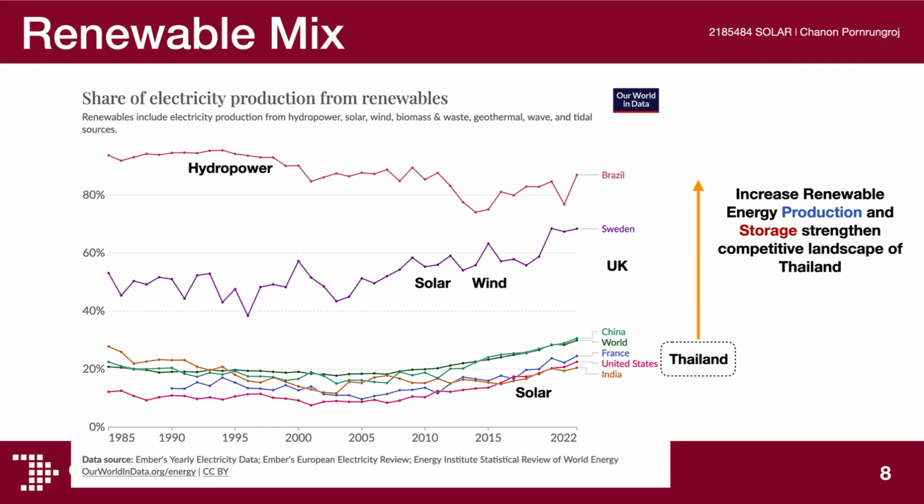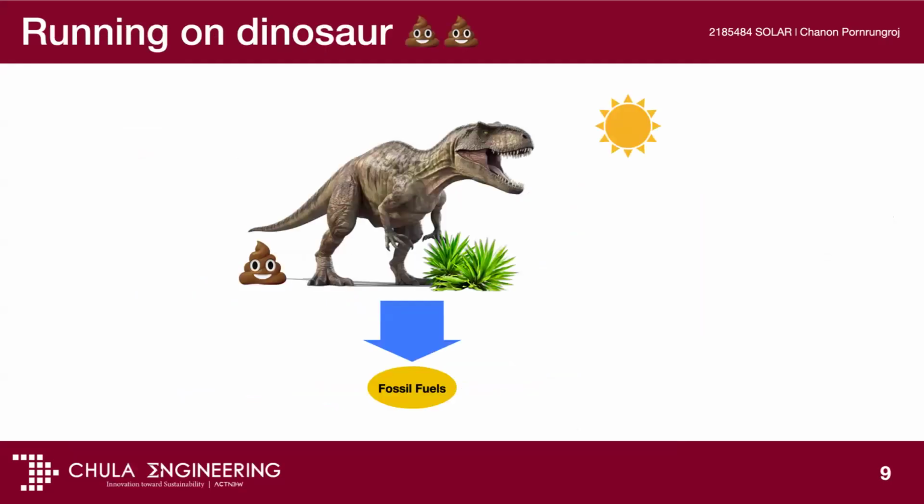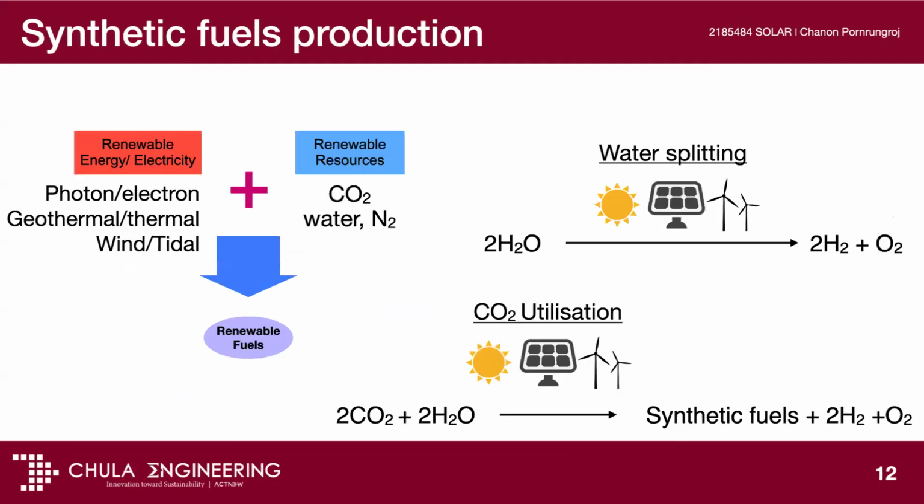If we can maybe provide better energy storage through solar fuels, for example, that could help the country very much. So how are solar fuels or synthetic fuels or renewable fuels created? This is one of the very important concepts that people often overlook. So you can see here, when you talk about renewable energy, we always talk about electricity, right? Electricity can be used directly. But if you want to create renewable fuels, you need one more component, and that is the renewable resource.